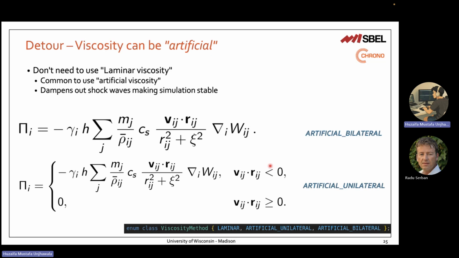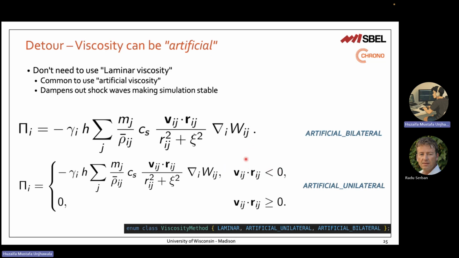So people usually use an artificial formulation of viscosity, which basically, again, big equations, but you have two options: artificial bilateral or artificial unilateral, in addition to laminar. So the laminar is the actual way of doing it. But if you want to improve stability, you do artificial unilateral or artificial bilateral. The only difference between these two equations is that there's an if condition here.